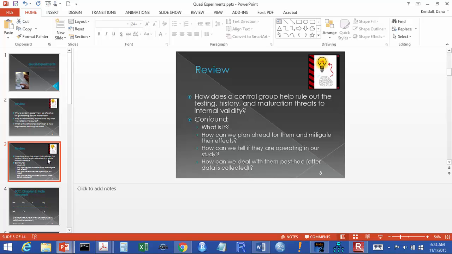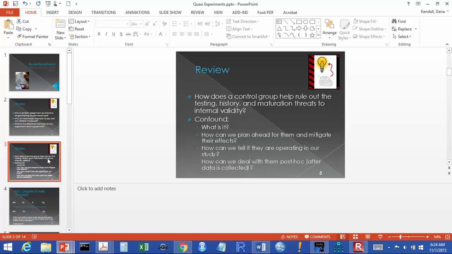Now, if testing is only happening in the intervention group for some reason, that's called local testing. If history happens in one group, if an external event of some kind impacts only one group and not the other, then we have a local history effect. But a control group effectively rules out these threats if they're assumed to be happening equally in both groups. So it's good to keep in mind that distinction of overall history versus local history, overall maturation versus local maturation, and I will show you an example of local maturation in a second here.